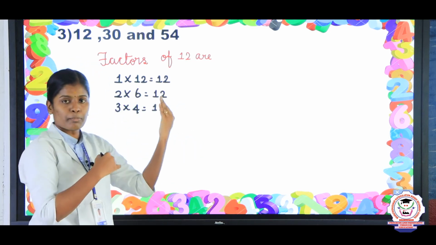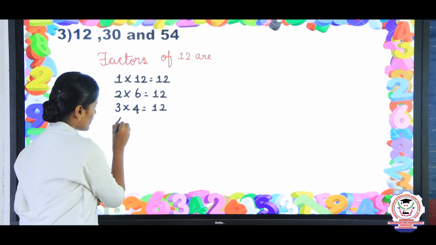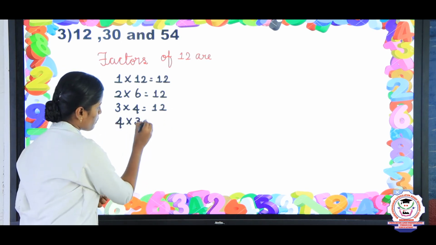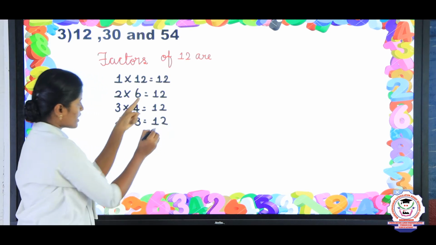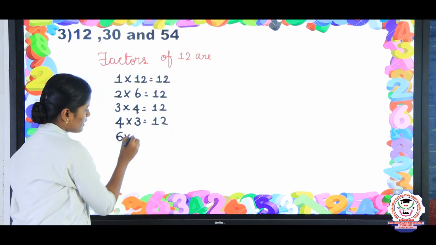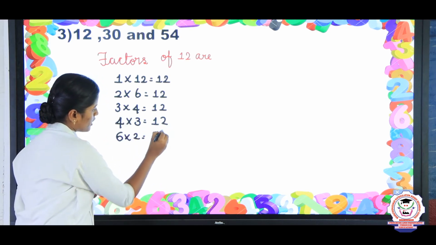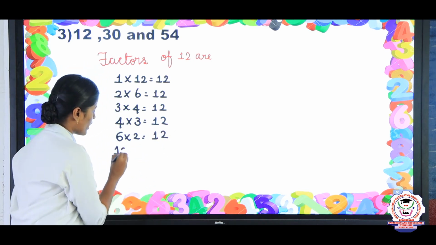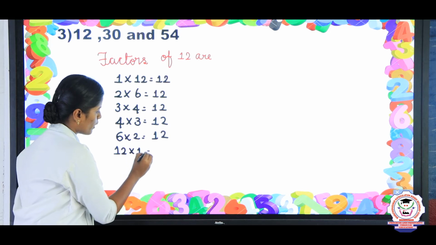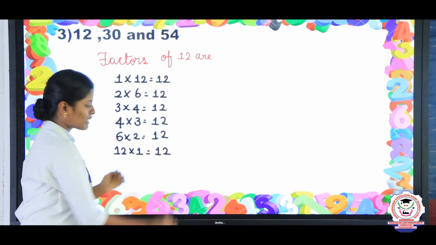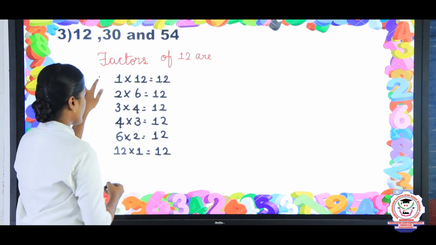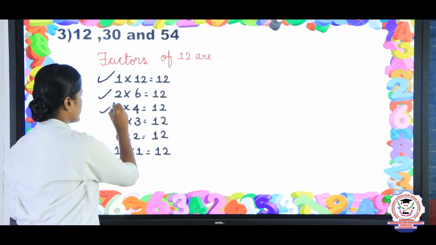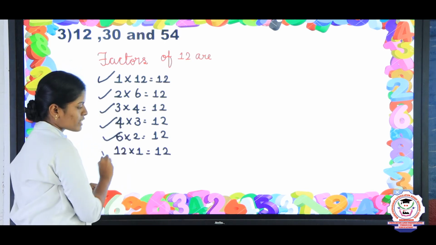Now the numbers repeat, right? Like 4 3s are 12, and then 6 2s are 12, then 12 1s are 12. So the factors of 12 are 1, 2, 3, 4, 6 and 12.